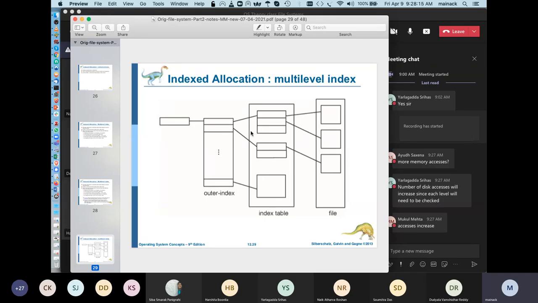You can call it levels of indirections. Start from the directory, go to the outer index, then you go to the index table, then you go to the data block. Before, you just started with the directory entry, went to the index block, then directly to the data blocks. So essentially the number of disk accesses increases with index blocks. And this happens for every single read or write. So numbers add up very, very quickly.